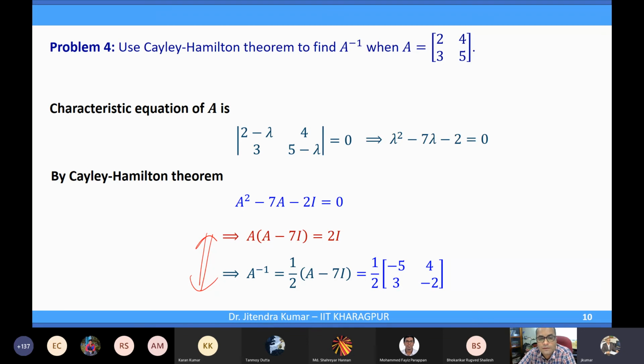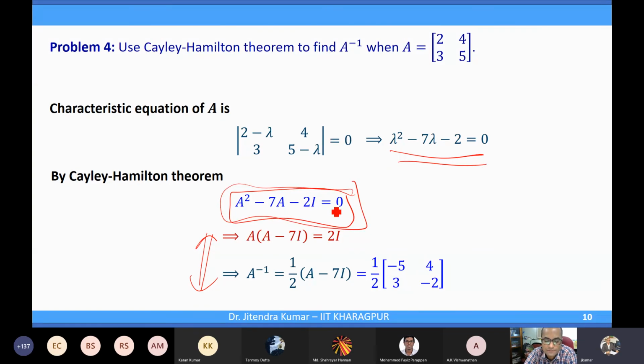Finding an inverse with Cayley-Hamilton theorem, is it applicable for only 2 cross 2 matrix? No. You can get it for 3 by 3 also. Cayley-Hamilton does not say that it satisfies only for 2 by 2. It holds for any n cross n. So you will get such an equation, and there you need to multiply by A inverse, so that on one side you get A inverse, and on the other side everything in terms of A. Then you have simple multiplications of matrices, plus minus, and you can get the inverse.